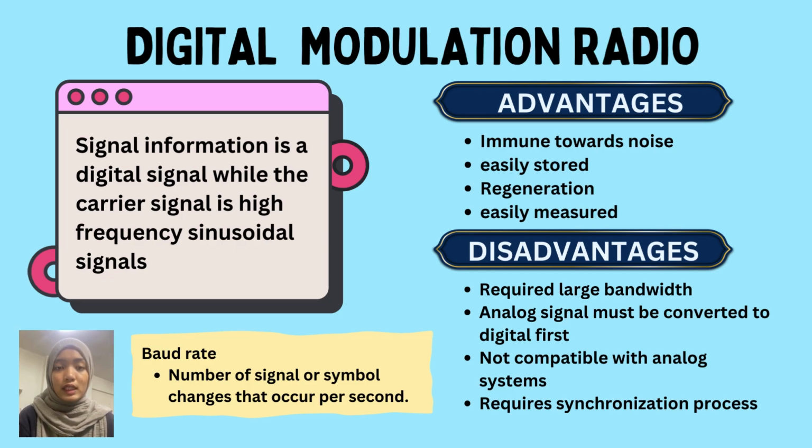The advantages of this digital signal transmission are, first, it is immune to noise and easily restored and regenerated, and also easy to measure. Like all signal transmission, this digital signal also has its weaknesses, which is that it requires large bandwidth. Analog signal must be converted to digital first. It is not compatible with analog systems and also requires synchronization in the process.